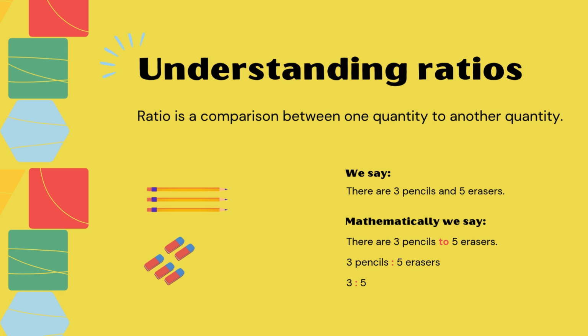Okay, so ratio, remember, is a comparison between one quantity to another quantity, right? So here I have three pencils and five erasers, right? And mathematically, we say there are three pencils to five erasers. Three pencils, the two little dot colon, to five erasers. 3:5, just the numbers. It's important that we read ratios as "to," not "and." Okay, to.